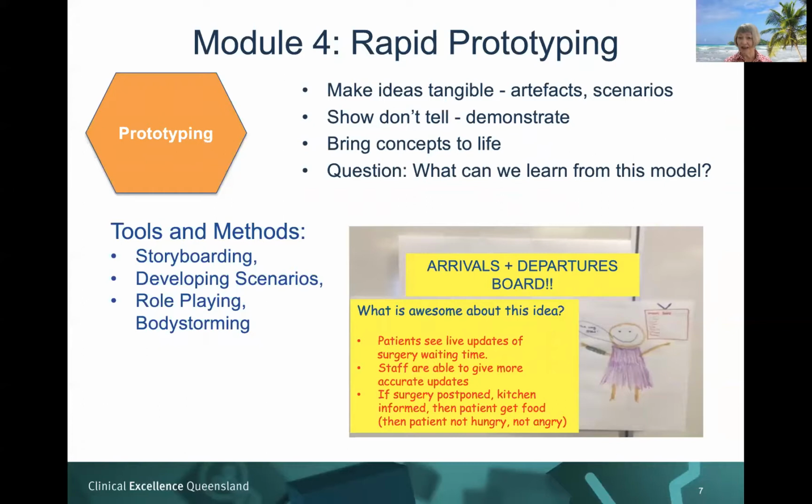So in rapid prototyping, and this is one of the areas where designers excel, they're very good at making ideas tangible, sometimes developing artifacts, developing scenarios where we might work through some of these new ideas and solutions. But it's about demonstrating. It's not about telling, because telling we all tend to switch off a little, or we get our own picture in our mind. Demonstrating actually involves us all, bringing those concepts to life and thinking, okay, what can we learn by running through this model?